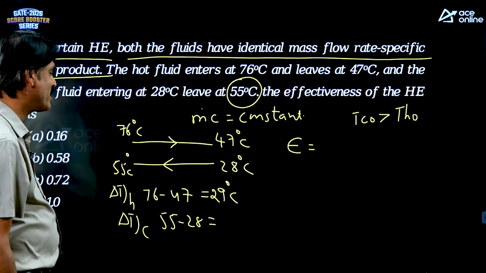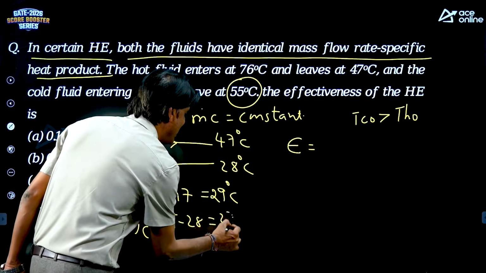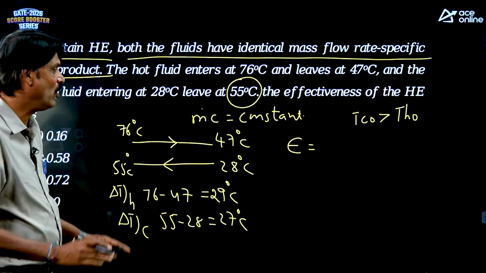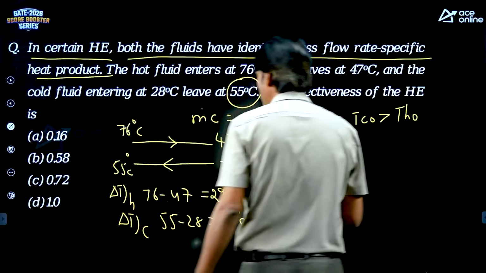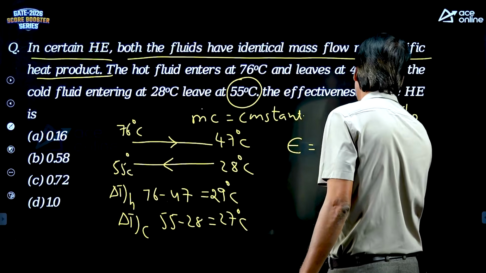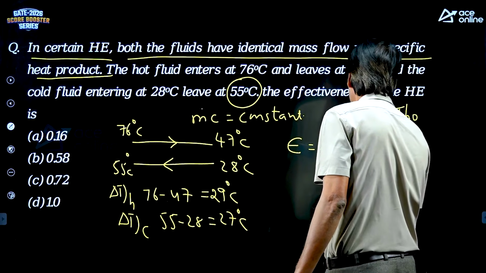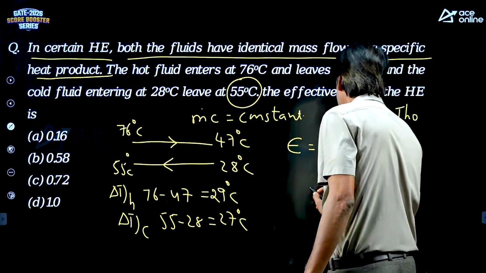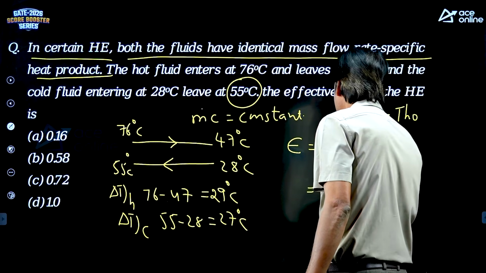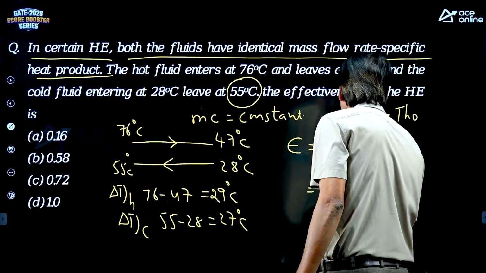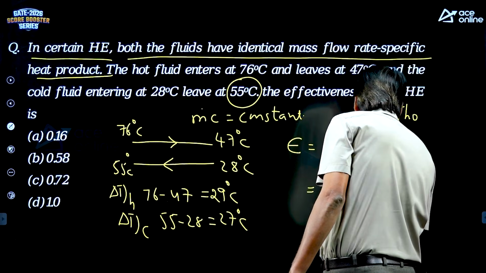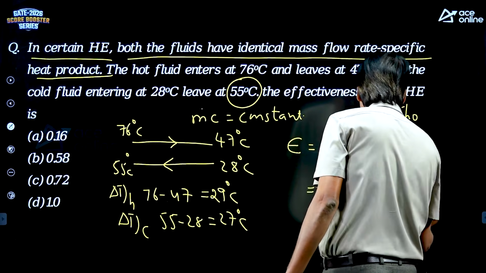And if you are subtracting it, you are getting 27 degrees centigrade because the heat exchanger is fouled. So what I will do is, first I will calculate as per hot fluid: THI minus THO divided by THI minus TCI. This value comes out to be 76 minus 47 divided by 76 minus 28, which is approximately around 0.6.